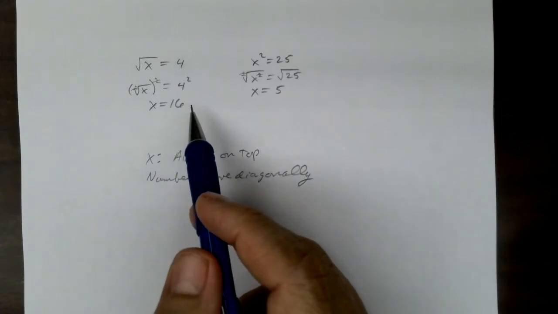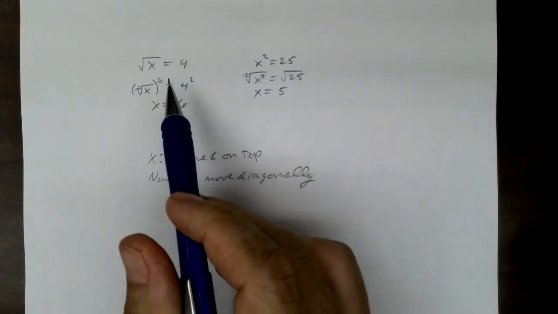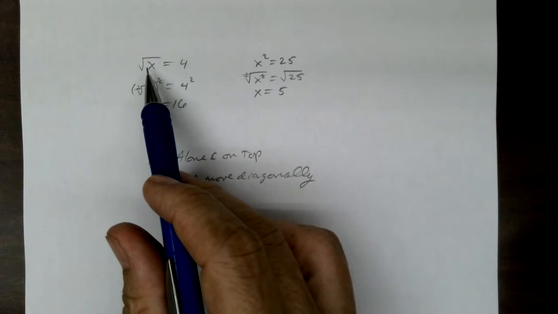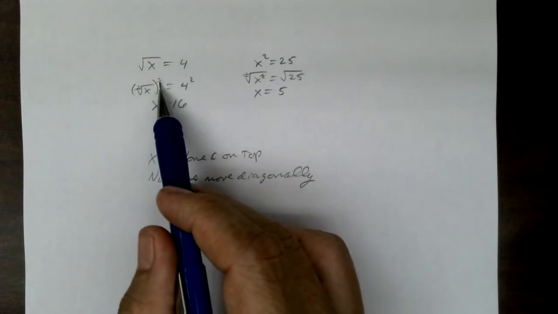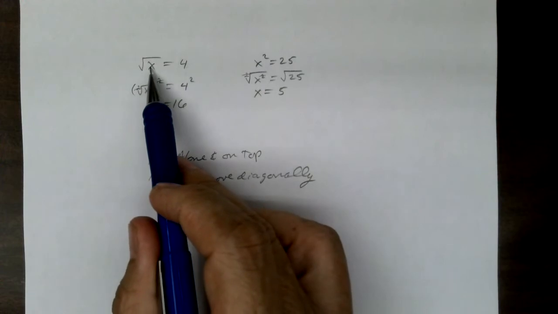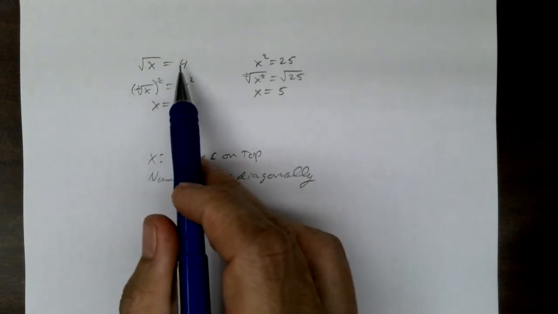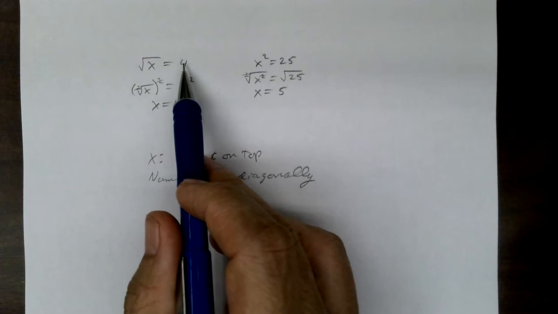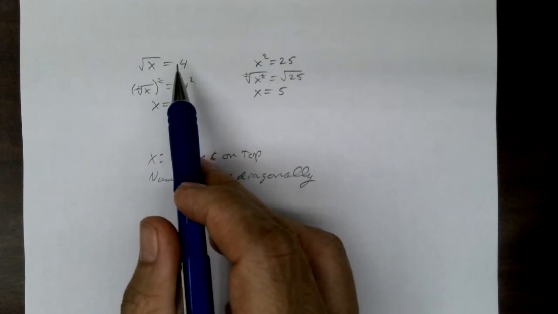And this is the part that seems to be throwing the most people. How do I undo a root? I undo it with a power. How do I undo a power? With a root. So I have a secret number. The square root of my secret number is 4. Well, what's my secret number? Of course, it's 16, isn't it?